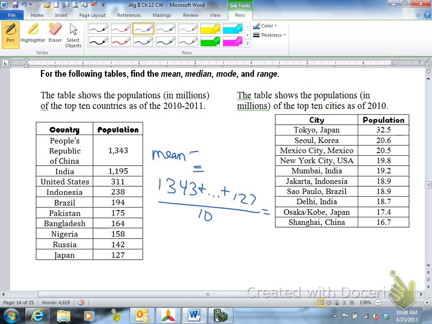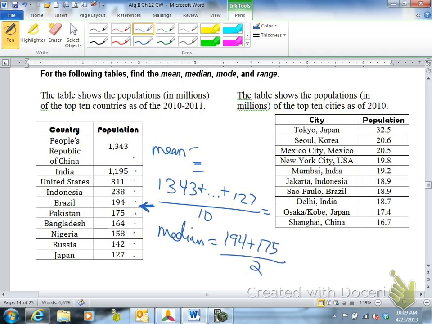The median is the middle number, so you have 10: 1, 2, 3, 4, 5, 6, 7, 8, 9, 10. The middle would be between the 5th and the 6th. So somewhere in here would be the median. Median equals the average of 194 plus 175 divided by 2. And the mode, it doesn't look like there is a mode. No mode.